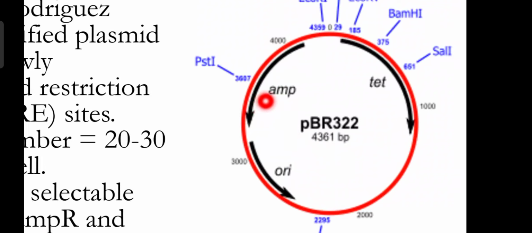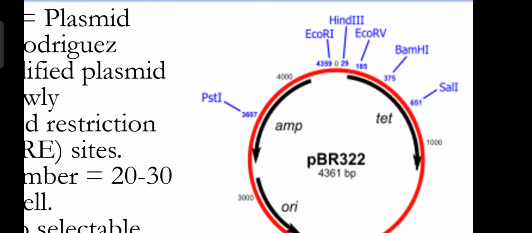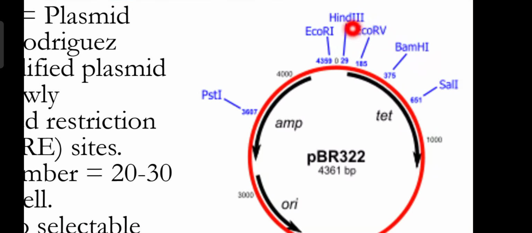And it has this ampicillin resistant site, origin of replication site, tetracycline resistance site. And here in blue color, these are a number of restriction enzyme sites. So here you can see it is indicated here. This is the specific site for EcoRI, isn't it? So EcoRI restriction enzyme can cut this particular DNA here.